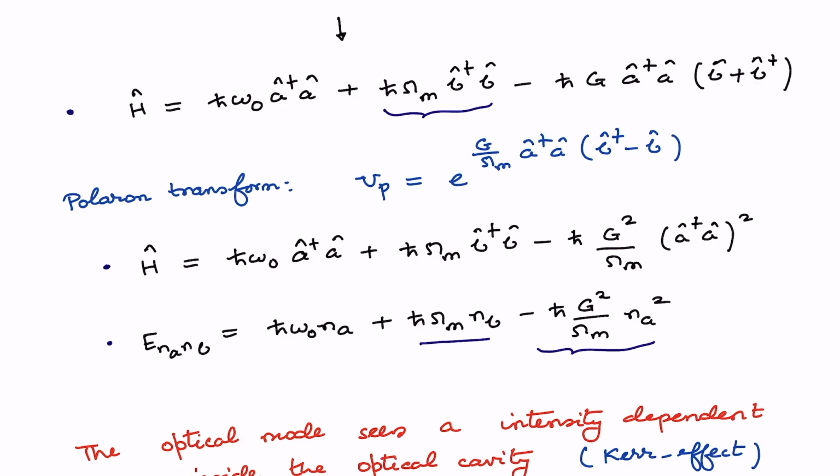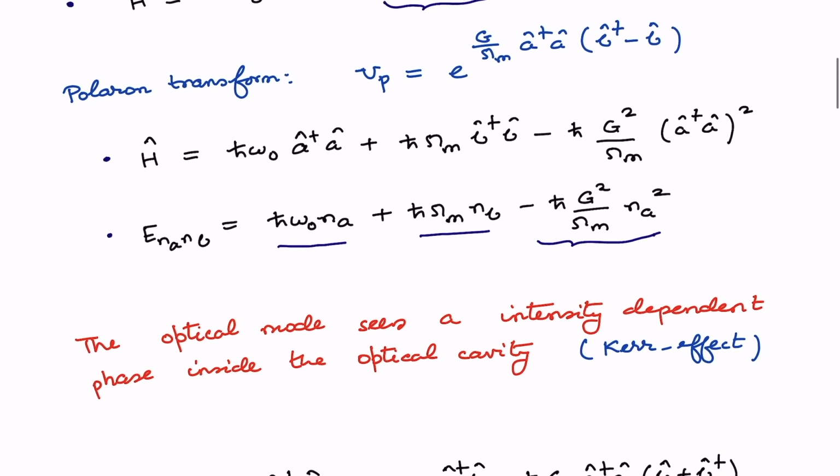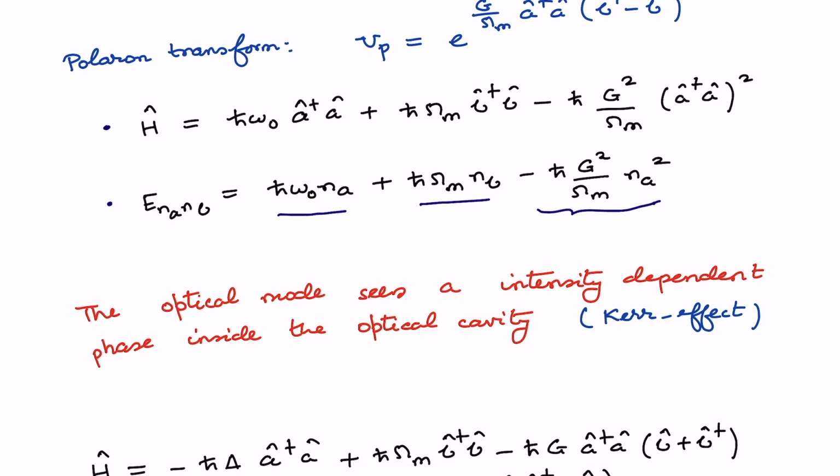That is because of the coupling, basically. It also shows that if this coupling is not there, then the photon and the phonon both behave like individual harmonic oscillators, but because of the coupling, this harmonic oscillator ladder is now getting broken, and anharmonicity is entering into the picture here. We also analyzed and found that the optical mode sees an intensity dependent phase inside the optical cavity, which is called the Kerr effect.